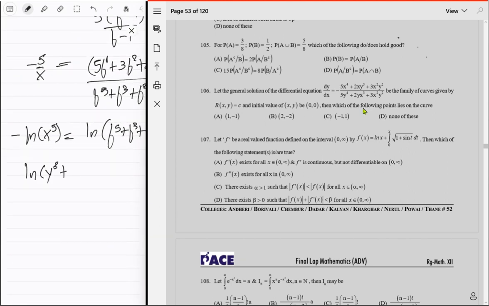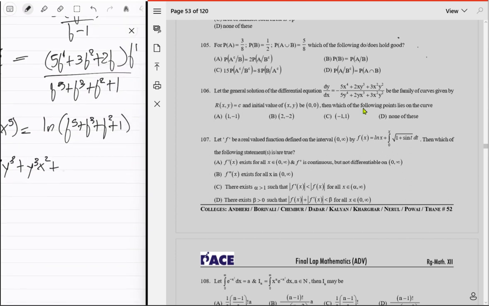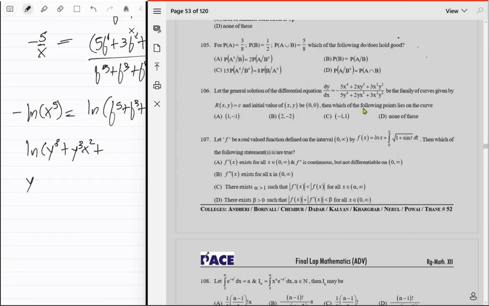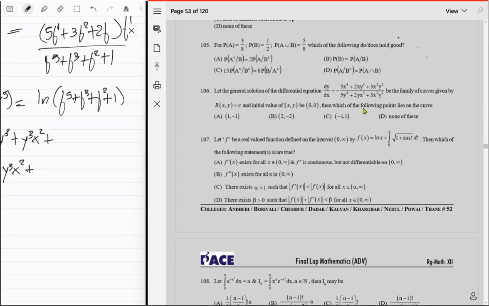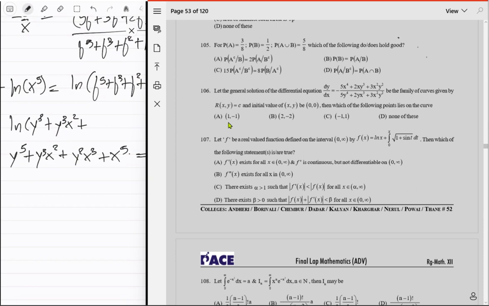What is being formed? y to the power 5 plus, yeah, you get y cubed x squared plus some constant, of course. Basically what you're saying is y to the power 5 plus y cubed x squared plus y squared x cubed plus x to the power 5 is some kind of constant. Got it. And its initial value of x, y is 0 comma 0, so the constant is actually just 0 over there. Then each of the following points may lie on the curve. So 1 comma negative 1, what will your f become?